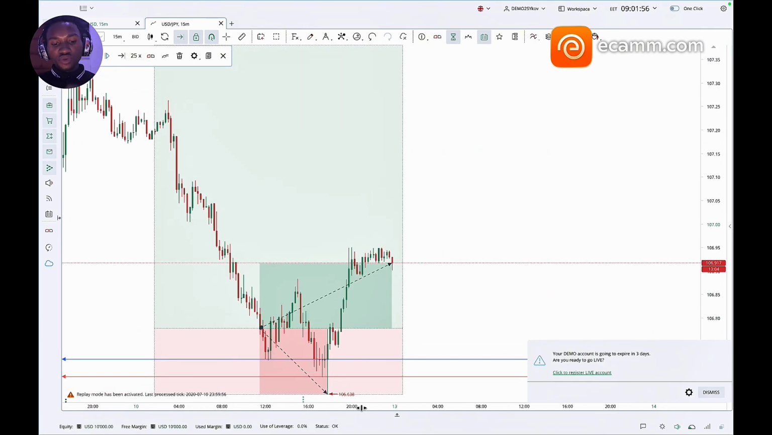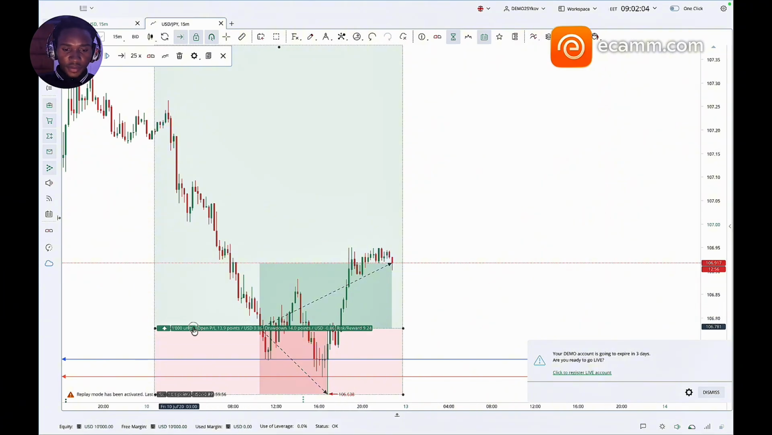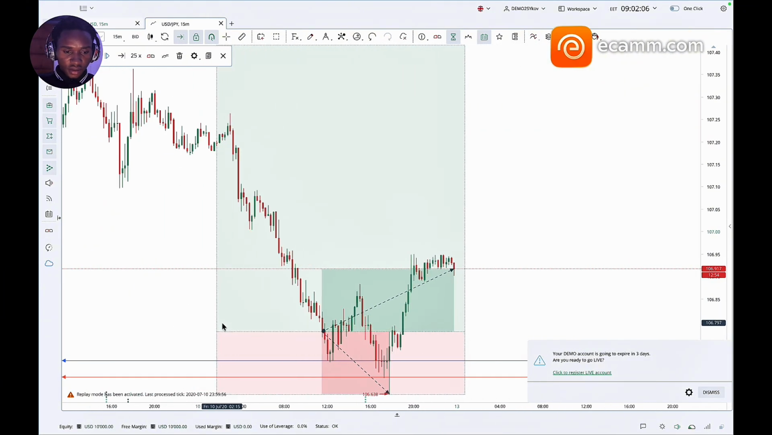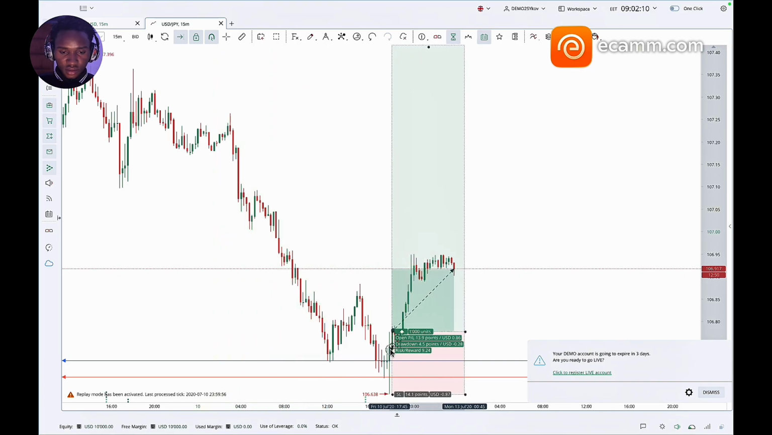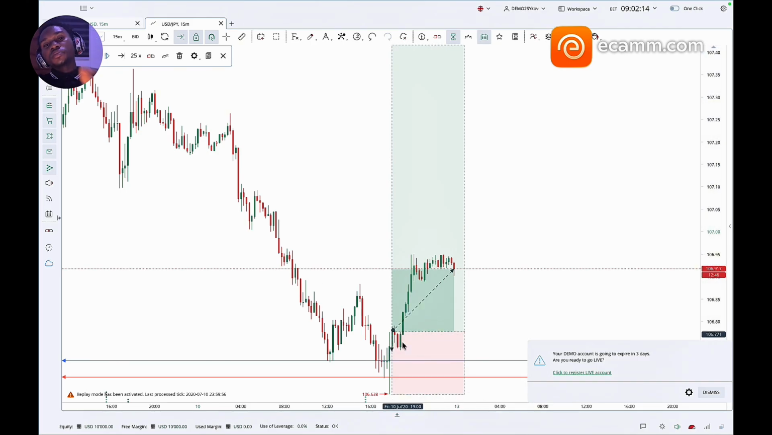Alright, so clearly I would want to enter the market after this next green candle that forms over here. This green candle over here. That's where I'll be looking to enter the market. Okay, let's see how this market plays out.